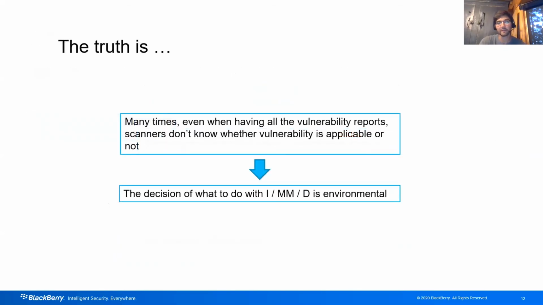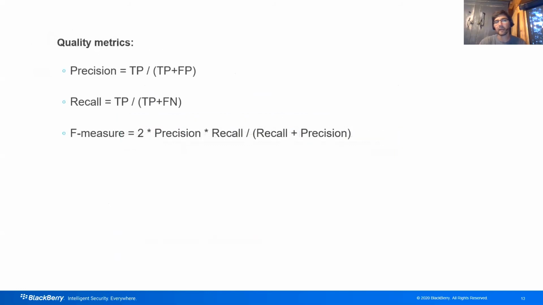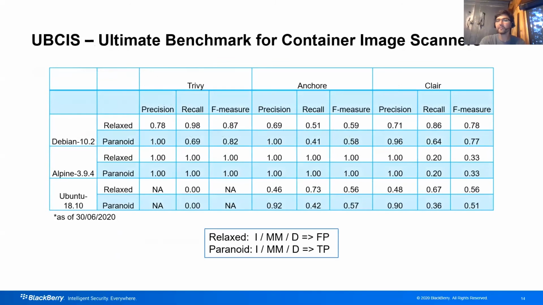So the truth is, many times, even when having all vulnerability reports, scanners don't know whether a vulnerability is applicable or not. And what we claim is that this decision of how to treat those inconclusive ones is environmental. And that's what we did. We took traditional quality metrics such as precision, recall, and F measure, and we created the benchmark based on those manually judged vulnerabilities and the scanner results. And these results are different based on the relaxed or paranoid mode.